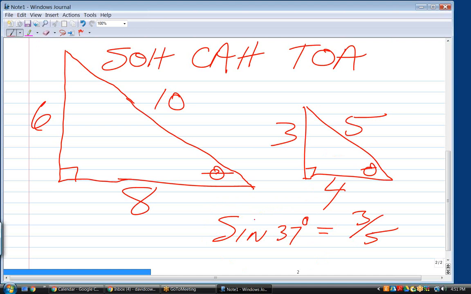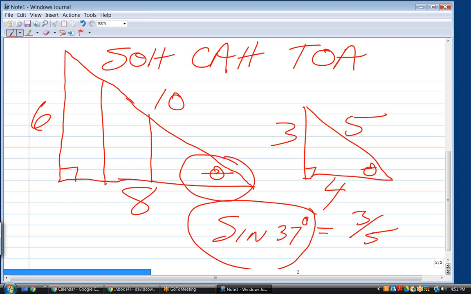The only thing I'm really trying to point out is that it's always the same number. It doesn't matter whether the triangle is like that or like that. As you reduce the size of the triangle, the ratio of the opposite side over the hypotenuse always stays at 3/5.